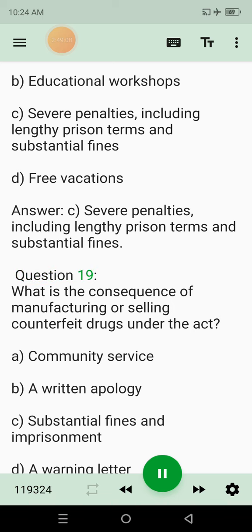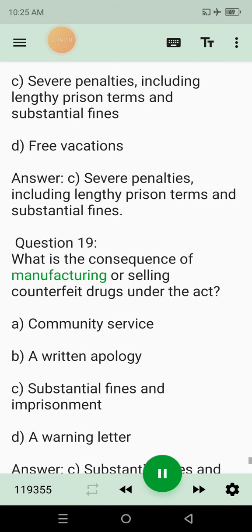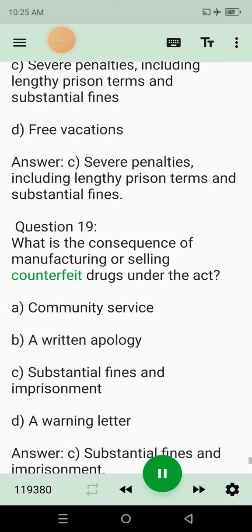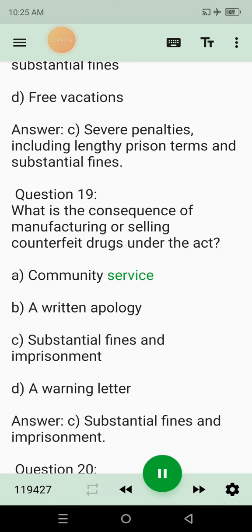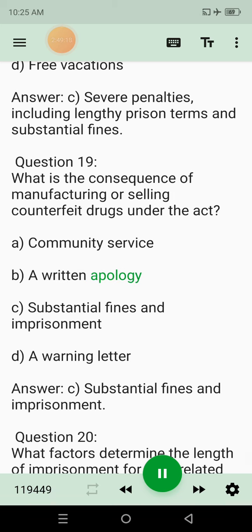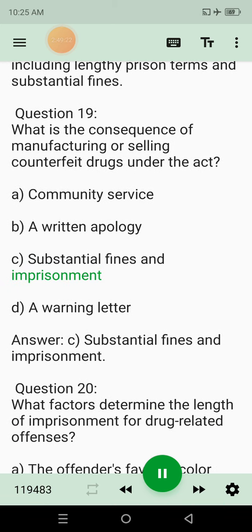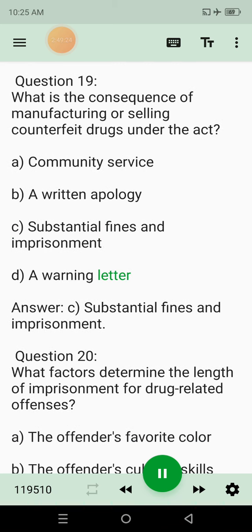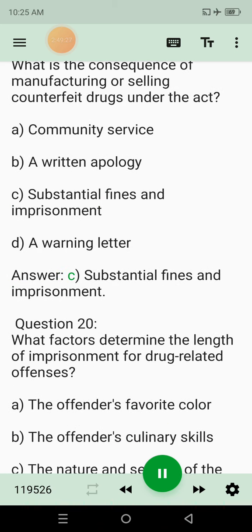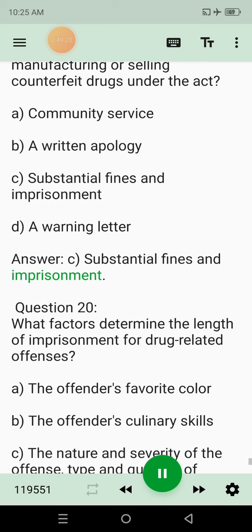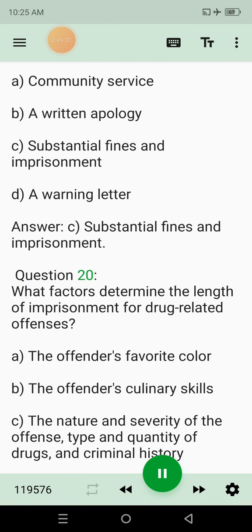Question 19. What is the consequence of manufacturing or selling counterfeit drugs under the Act? A. Community service. B. A written apology. C. Substantial fines and imprisonment. D. A warning letter. Answer: C. Substantial fines and imprisonment.